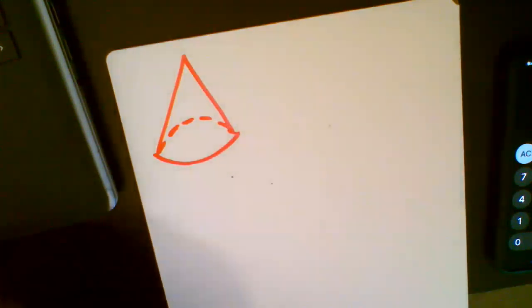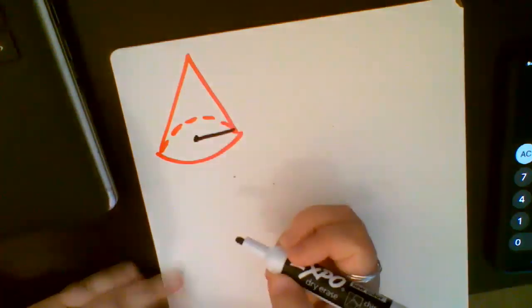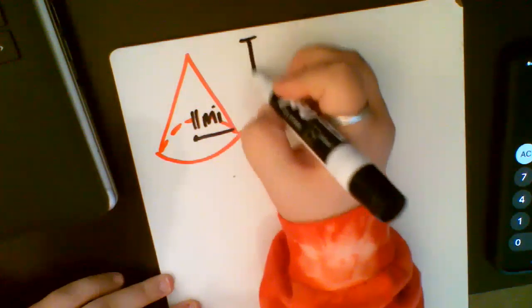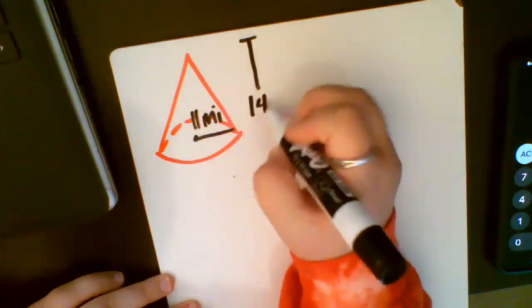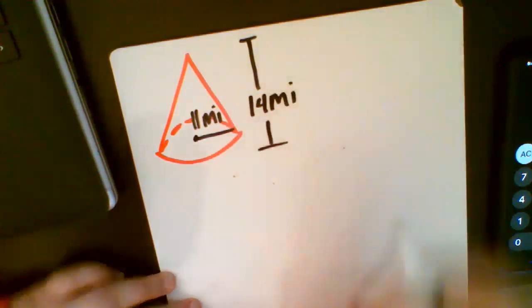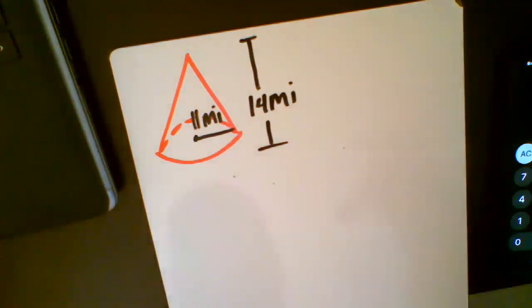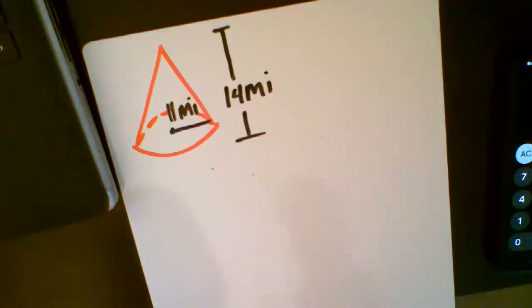So last example we're going to run through on how to find the volume of a cone. I'm going to make my radius here 11 miles. We're going to make this a huge cone. And I'm going to make the height of it 14 miles. This is like some Stonehenge stuff. Huge, huge, huge. Or like a pyramid, but not a pyramid, a cone.